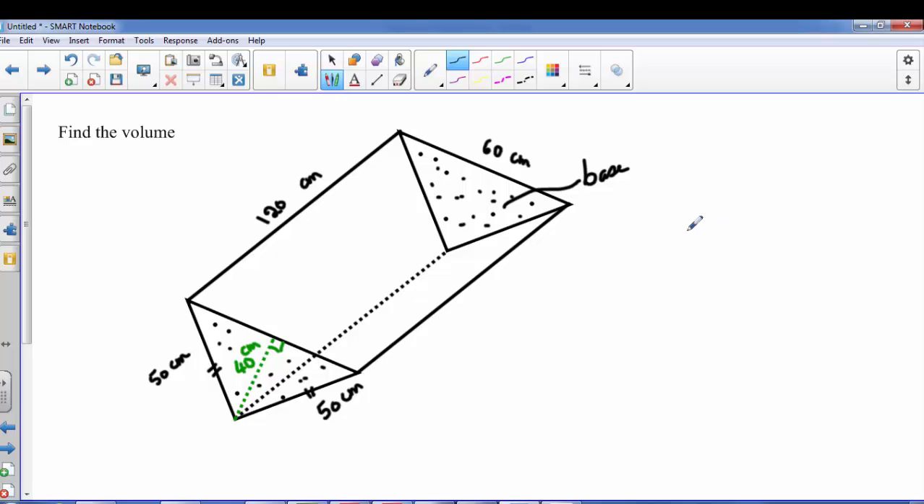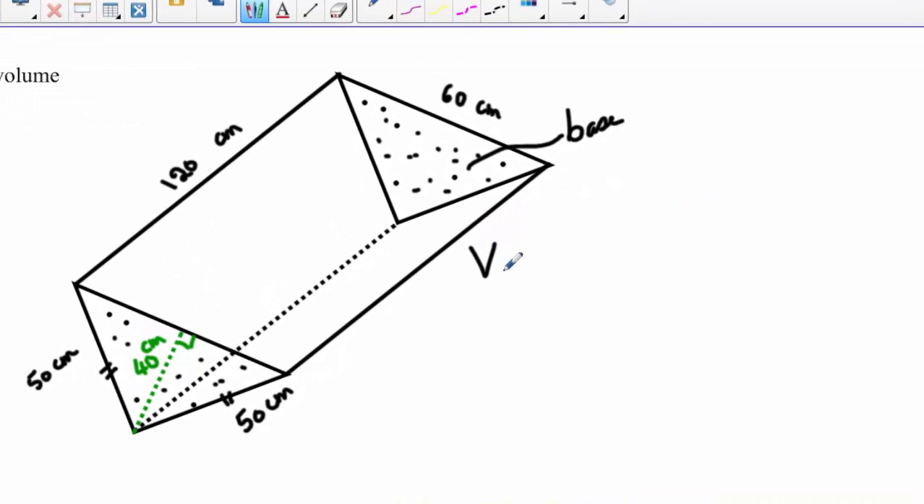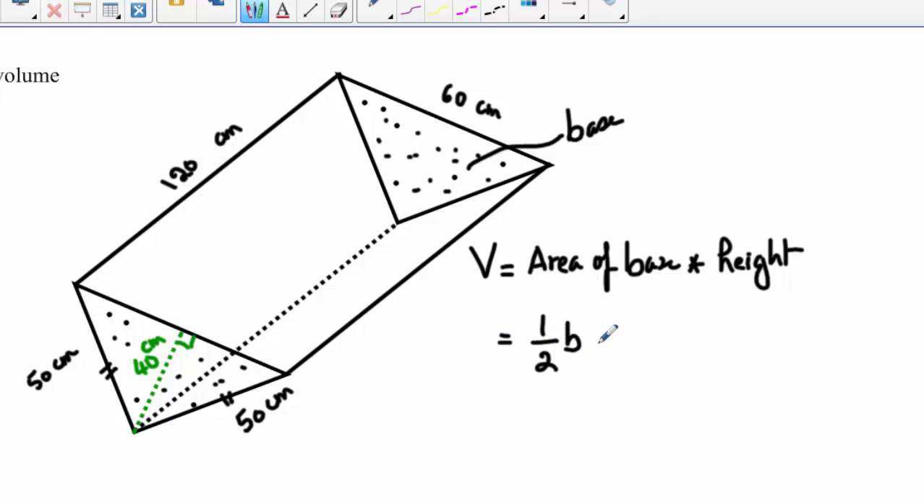Excellent. We know that the volume of the prism equals the area of the base times the height of the prism, or the length. Excellent. Now, where is the base? This triangle or this triangle? To find the area, we know that it's half base of triangle times height of triangle, multiplied by, instead of saying height, we say the length of the prism.